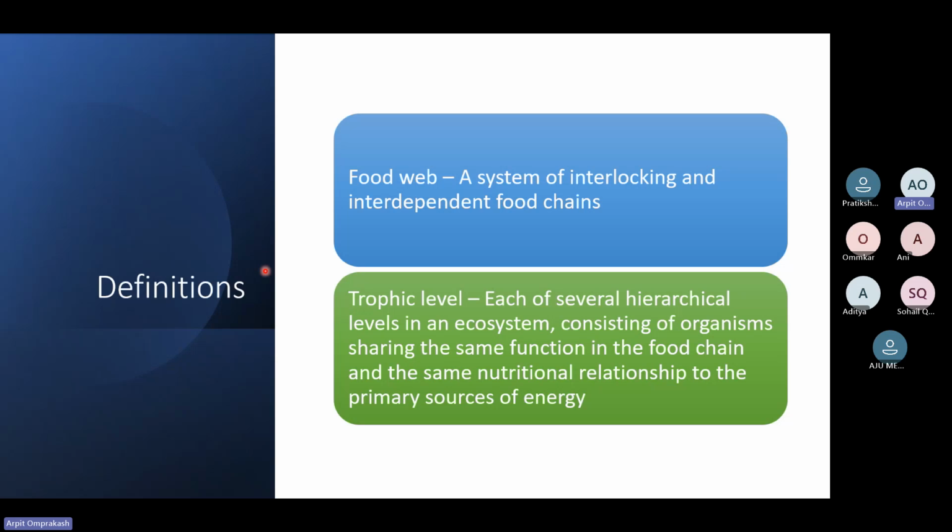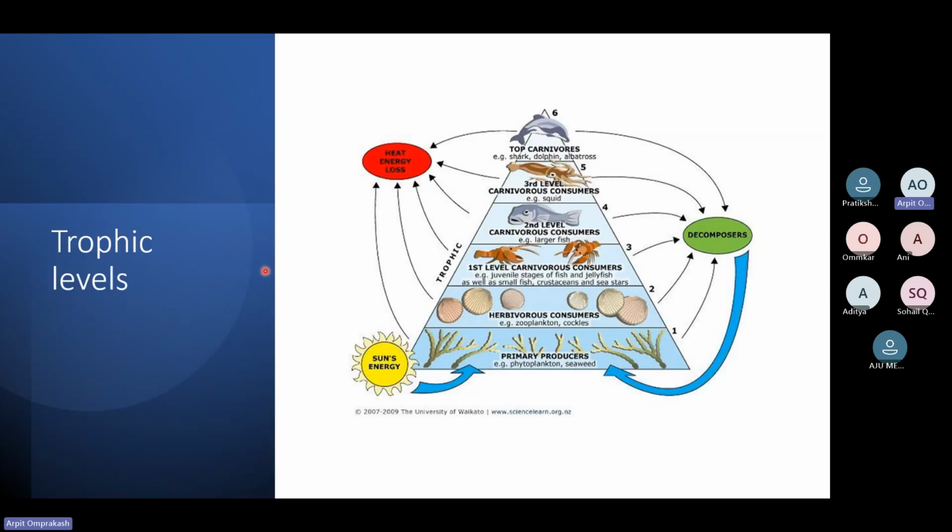Trophic level is basically each of the several hierarchical levels in an ecosystem consisting of organisms sharing the same function in the food chain and the same nutrition relationship to the primary resources of energy. So all tertiary consumers are at a given trophic level. All secondary consumers are at a given trophic level. All primary producers belong to a given trophic level and so on. Right. So basically primary producers, primary consumers, secondary consumers, tertiary consumers, and so on.